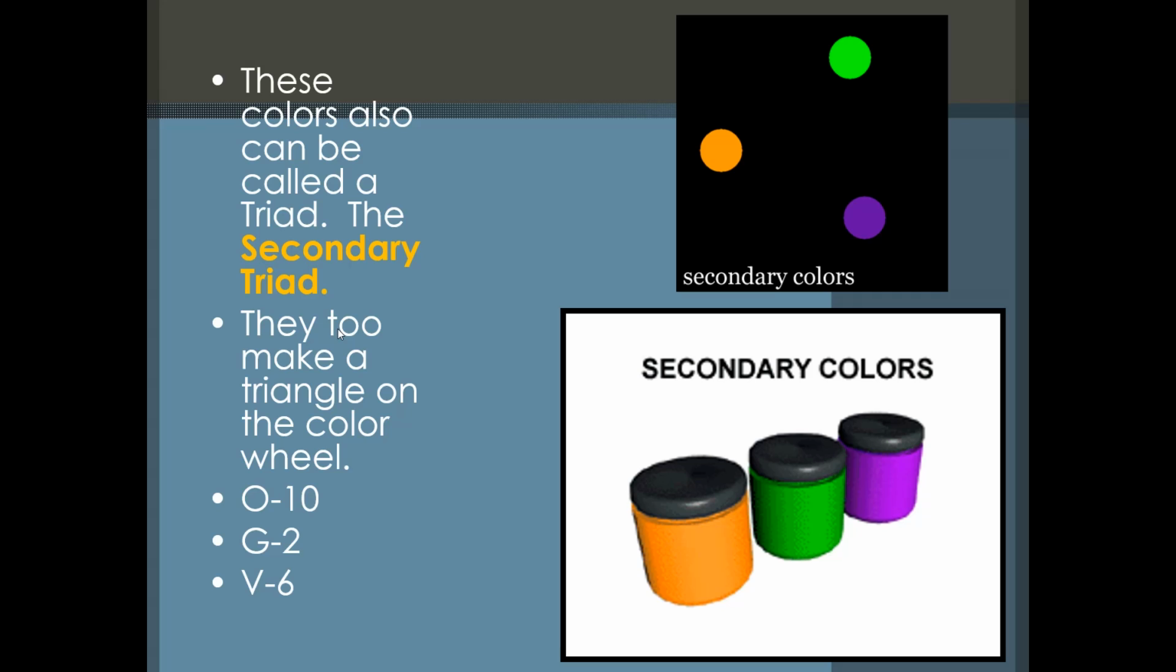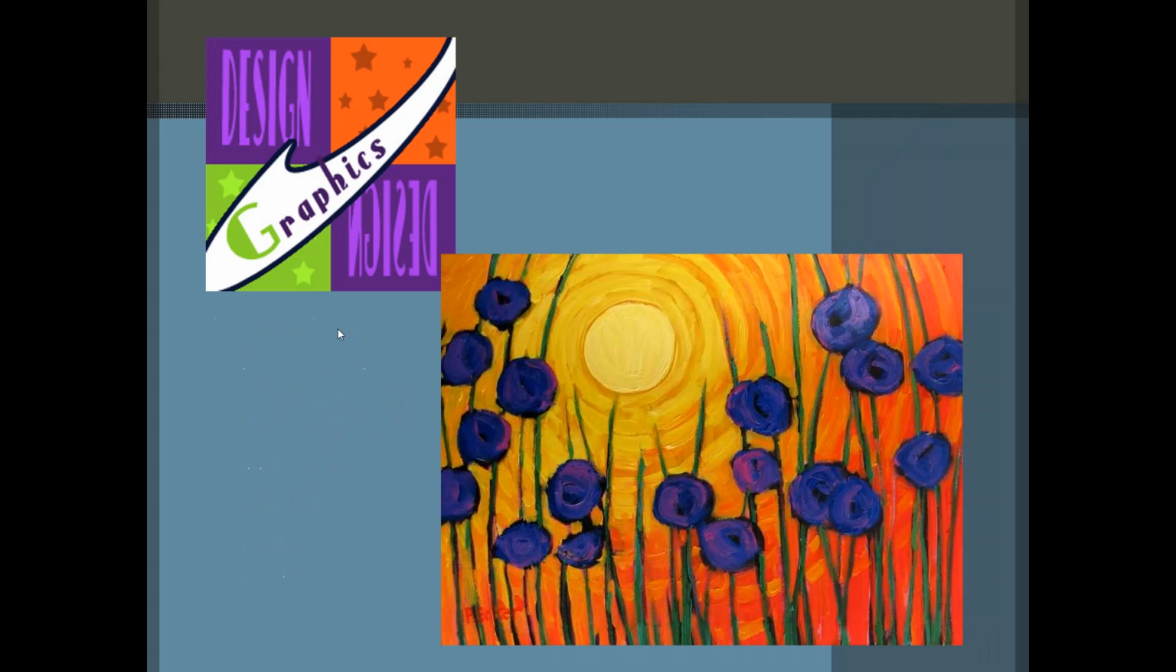Secondary colors, like we mentioned, hold a different place on the color wheel. They're in between their parents at 10 o'clock, 2 o'clock, and 6 o'clock. And here's some examples of primary colors in action working together.